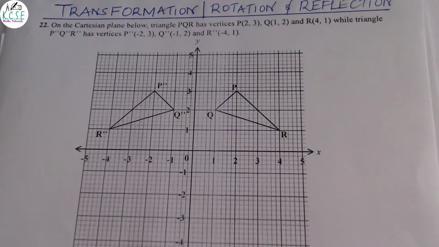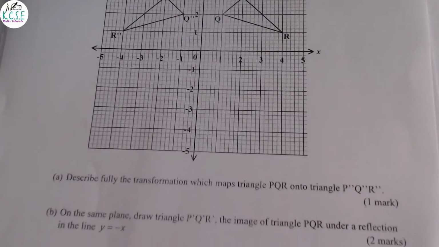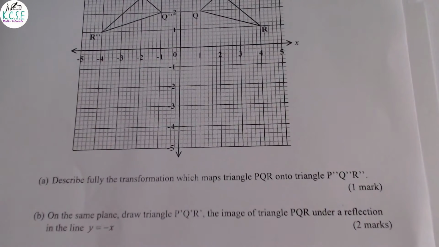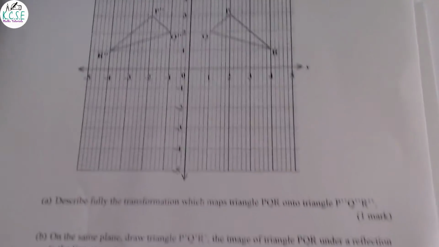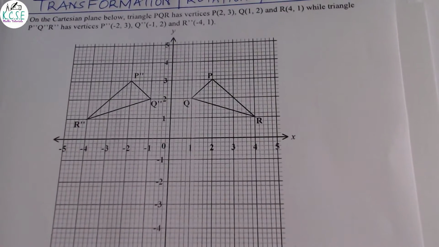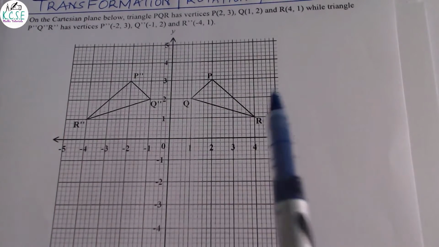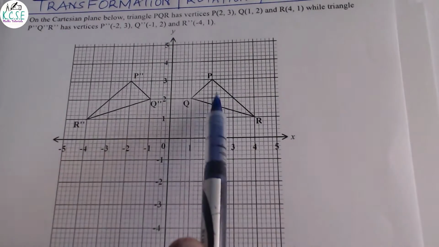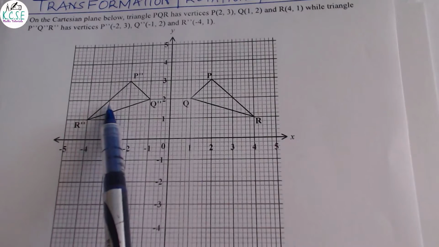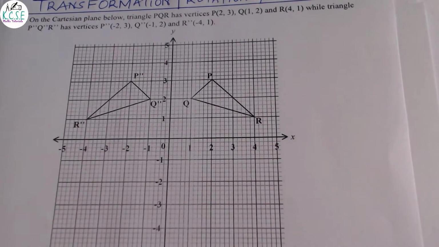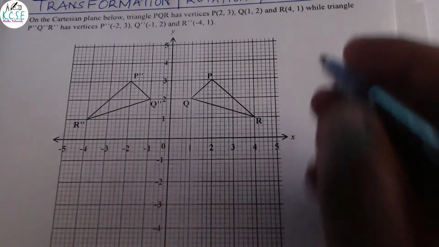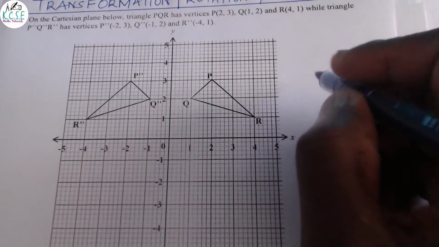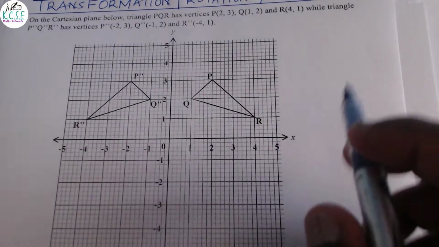So very first we go to the first part of the question, where we are required to describe fully the transformation which maps PQR to P'' Q'' R''. So look at the diagram. You need to describe the transformation which maps this triangle to this triangle that is here. So you need to understand all the transformations that we have. The transformations that we have are, just list them here.